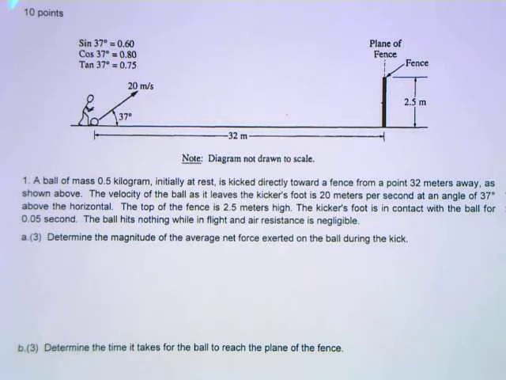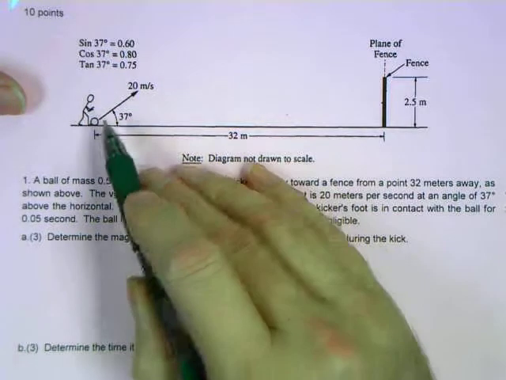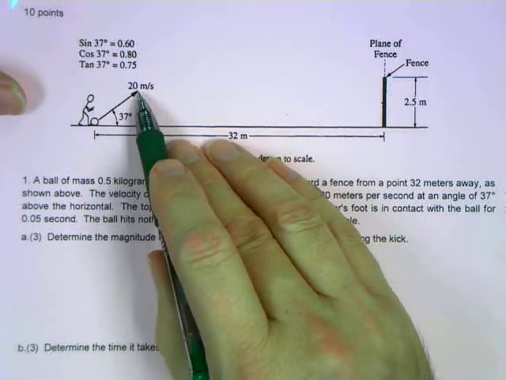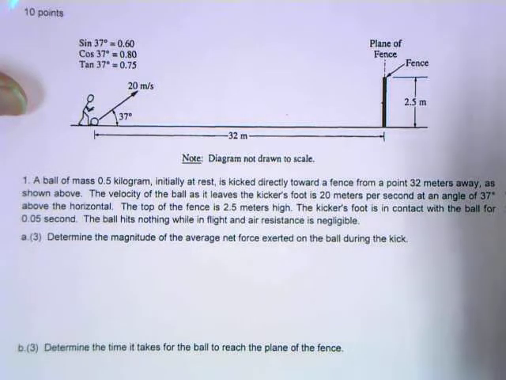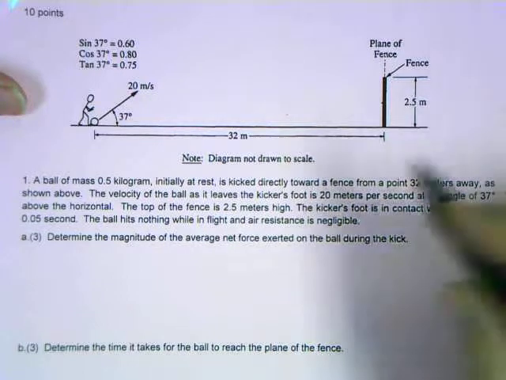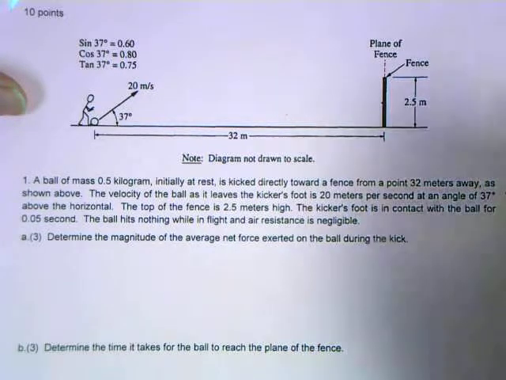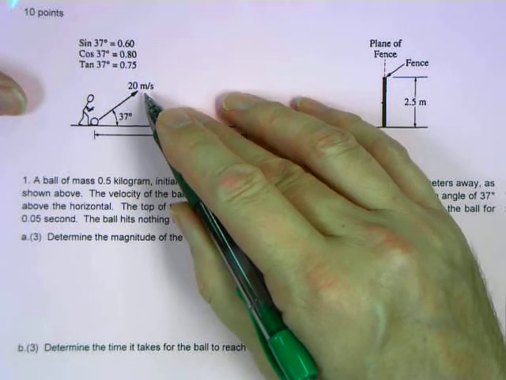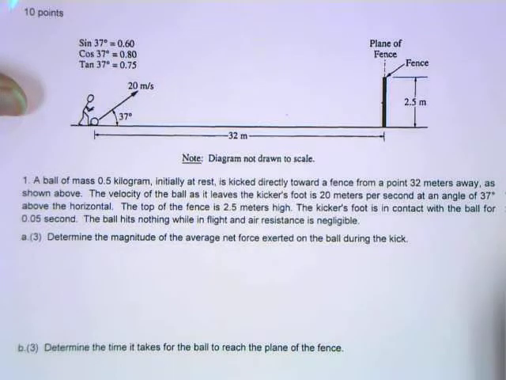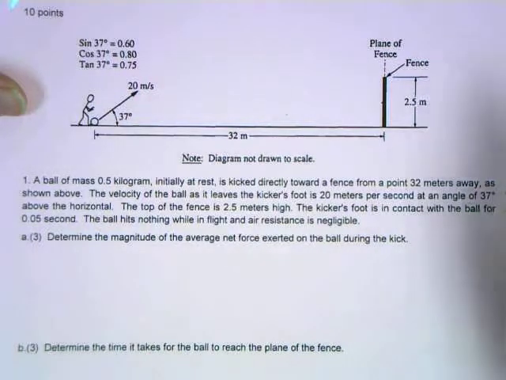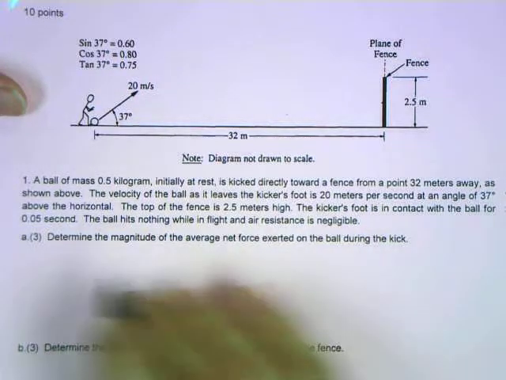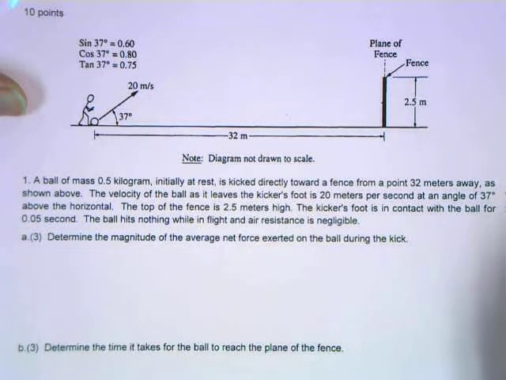First thing, determine the magnitude of the average net force exerted on the ball during the kick. Alright, so it's not moving, now it's moving, therefore we have some forces involved. We could possibly look at this from the work kinetic energy theorem and say there's some work done on the ball giving it this kinetic energy, but that doesn't quite work out because for that we would need to know the distance through which he kicks. If that's what we were given instead of the time down here, that would be our approach.